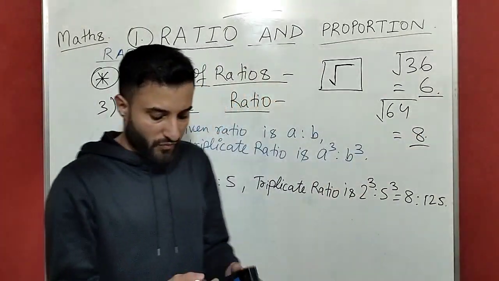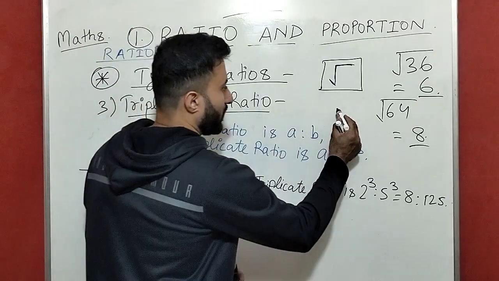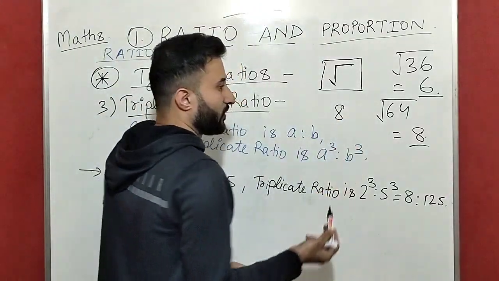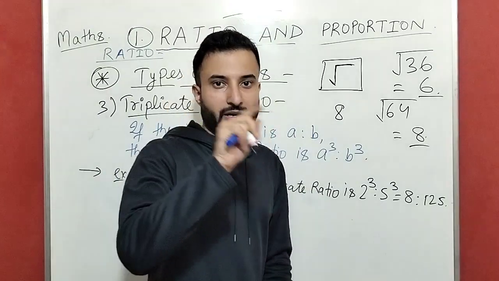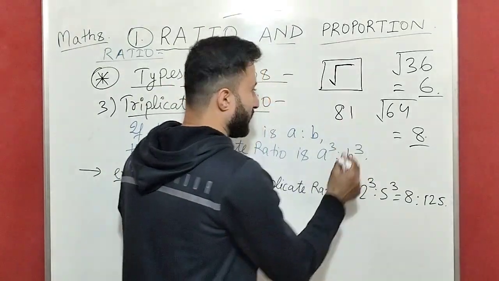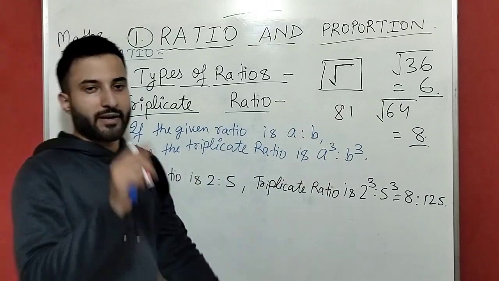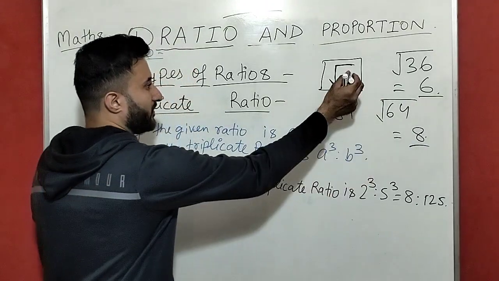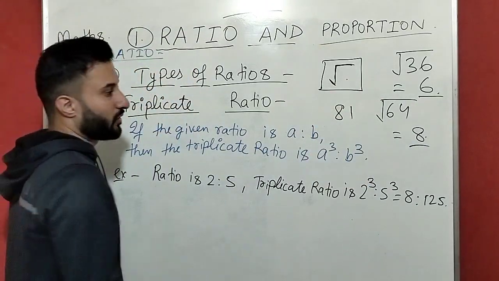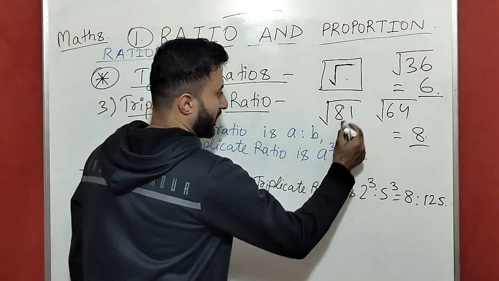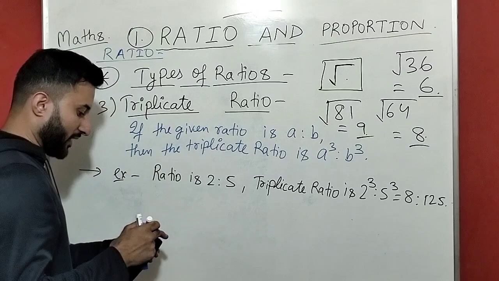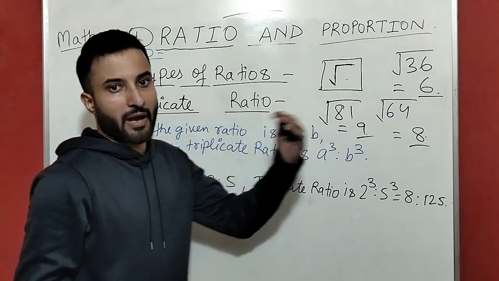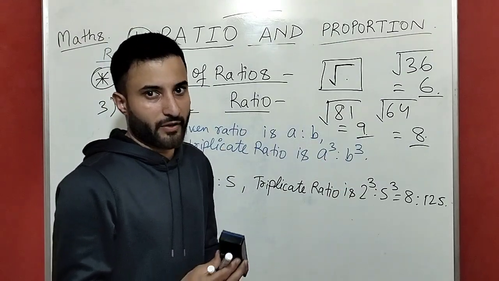Okay, if you have to find the square root of 81, what we will do is first write 81 in the calculator. After writing 81, we will press this button. So we will get the square root of 81. We will get the answer 9. So like this we are going to find the square root. For cube root, I will tell you the trick to find it in the next video. Okay.